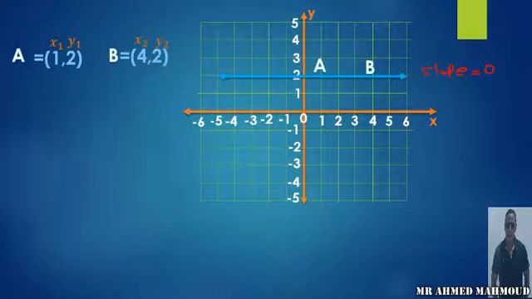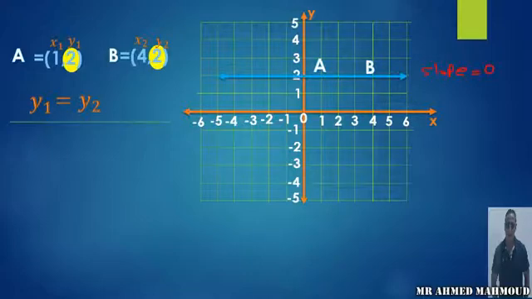By studying the 2 points here, (1, 2) and (4, 2), we found here that y1 equals y2. Again, y1 equals y2: if the line is parallel to the x-axis, then y1 equals y2. It's a very important remark. Another case.